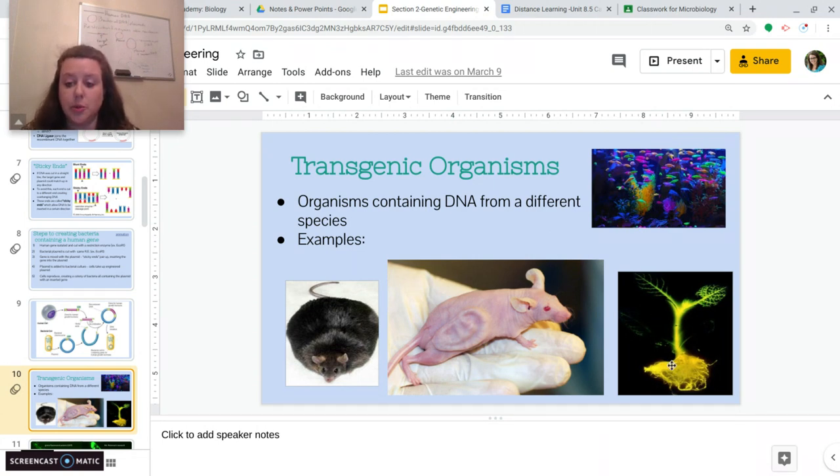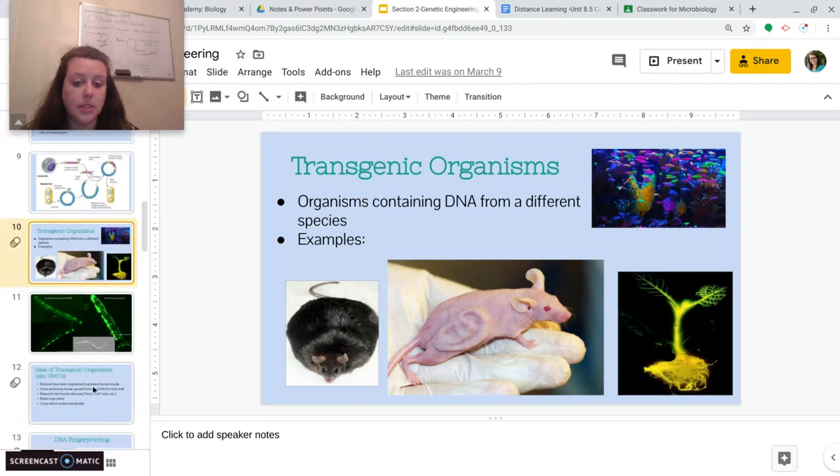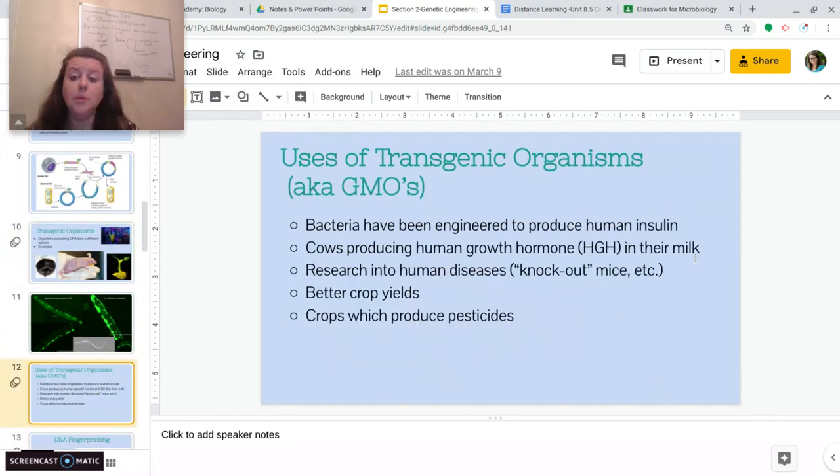Okay, they can do it to plants too. Some other examples of why we do this is making human insulin. We can put HGH, or the human growth hormone, in cows to make more milk. So we can actually put a human gene into a cow to make more milk. We can do different genes. We can knock them out to see the effect of different diseases, or for crop yields.